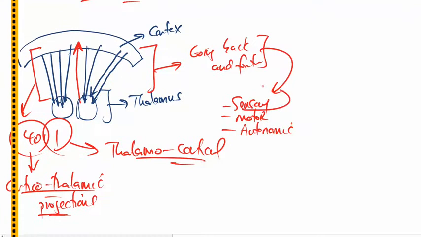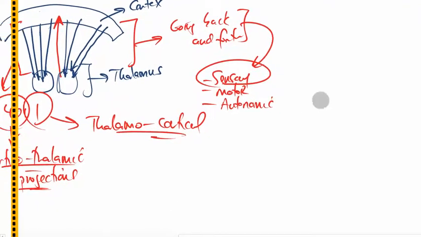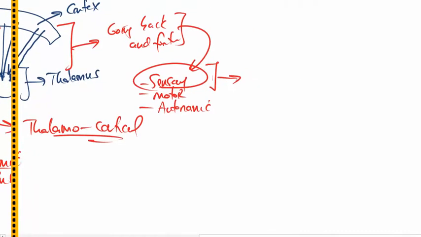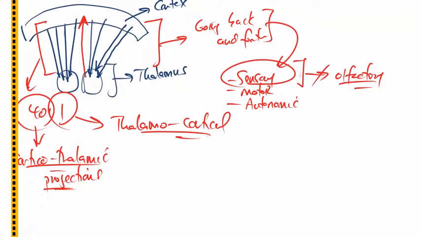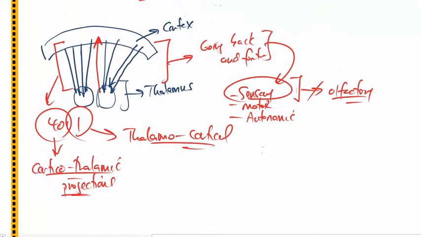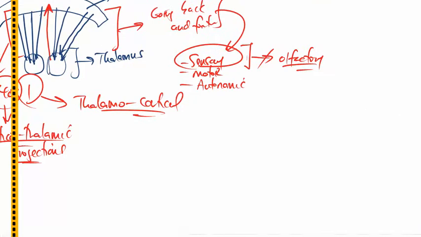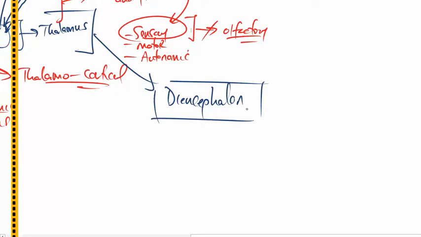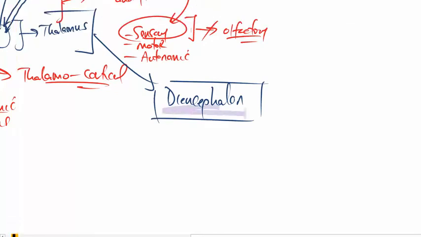Now, the only sensory information that does not pass through the thalamus is olfactory. So the olfactory will not pass through your thalamus, right? So your thalamus is part of your diencephalon. Right. So there are other structures that are associated with the diencephalon that were mentioned in the lecture.